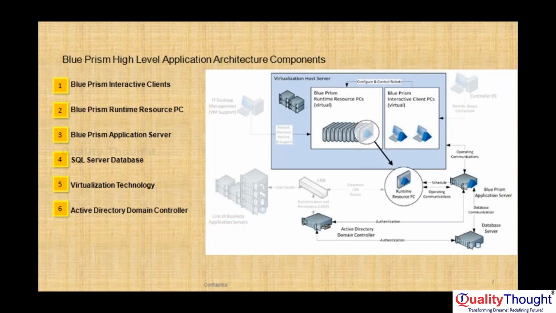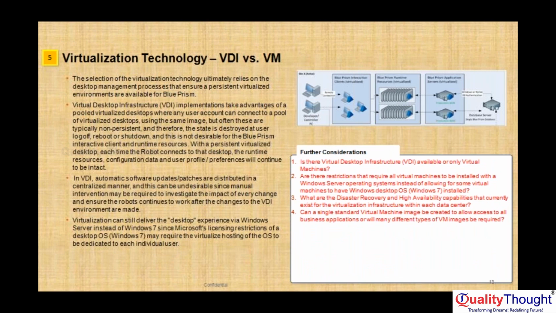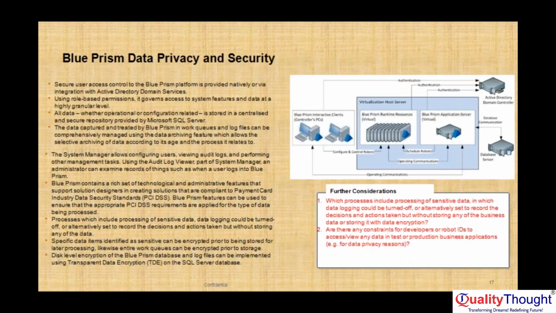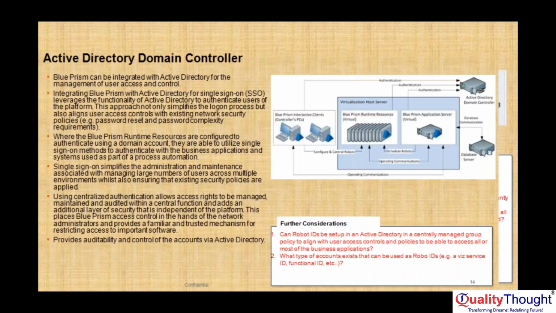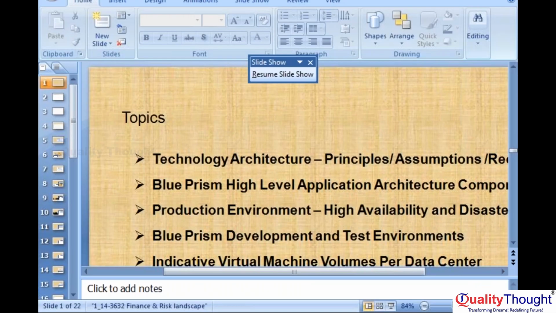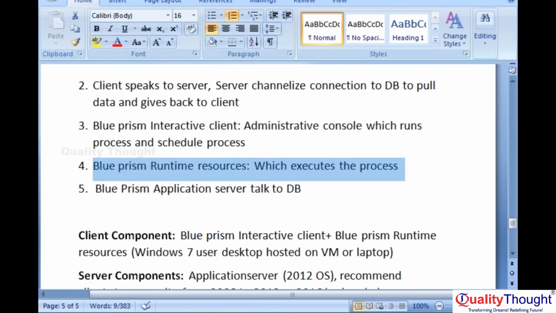What is the interactive client? What is the runtime resource? What is the application server? What is the database server? What is virtualization technology? What is the Active Directory Domain Controller? After discussing these components, the next 1 hour will be security and disaster recovery of Blue Prism. So let's go for a break. The time is now 4:26. Go for a 20 minute break. After the break, we'll continue the discussion.